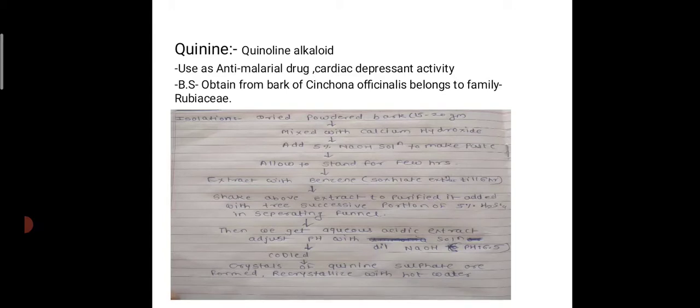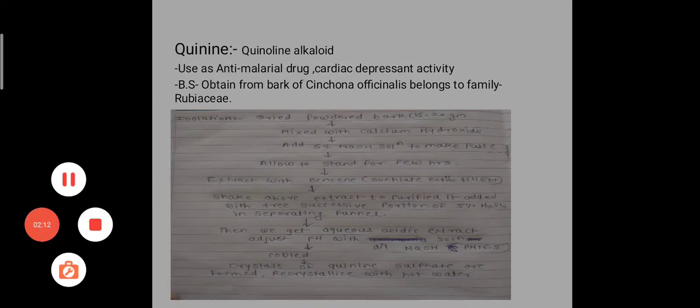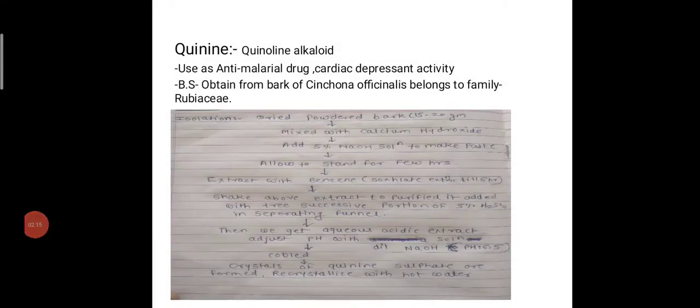Firstly, we extract the plant material with various phytoconstituents, and then we isolate the particular phytoconstituent which we desire. So the isolation process of quinine is, firstly, we dry the powdered bark. The powdered material of the bark of Cinchona officinalis is obtained either by sun drying or shade drying for some time. Then this powdered material is mixed with calcium hydroxide.